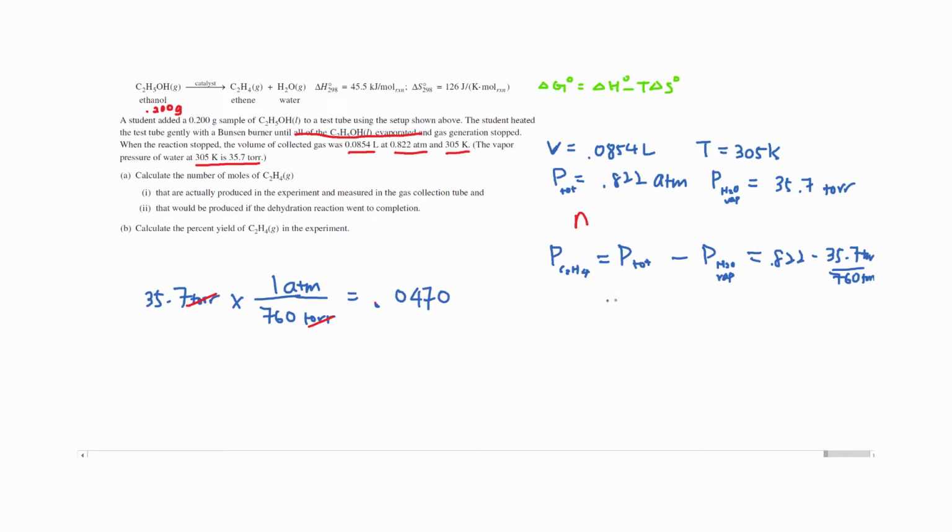So 0.822 minus that value, I get 0.775. The reason why I keep 3 sig figs is that when you subtract, 0.822 has 3 decimal places and 0.0469 has 4 decimal places, and for subtraction you go with the smaller one. So we have to keep 3 sig figs here. Alright, so here's the pressure in atm.